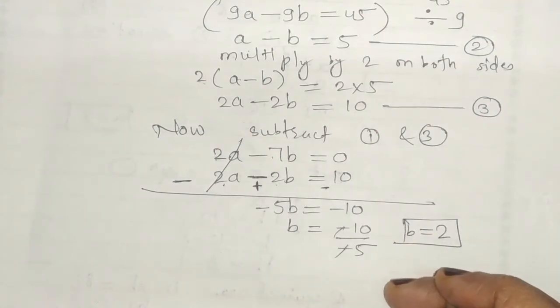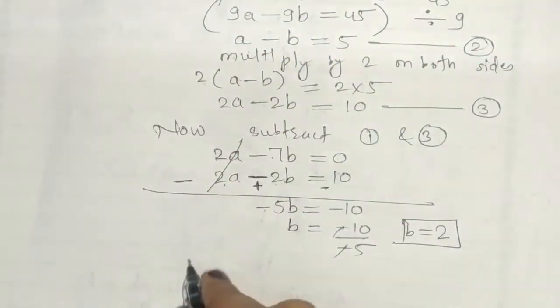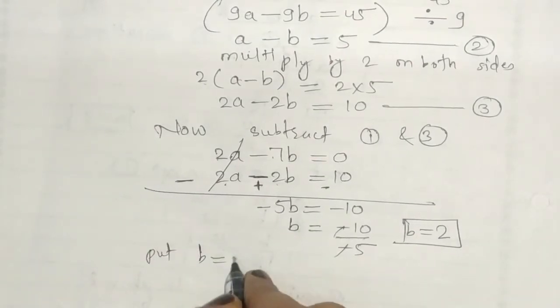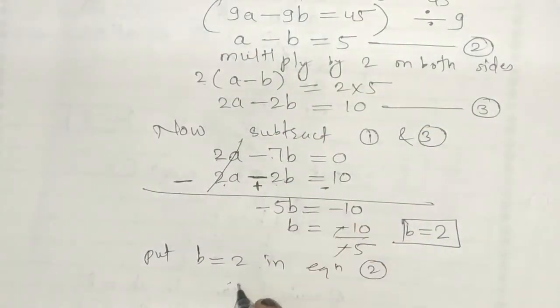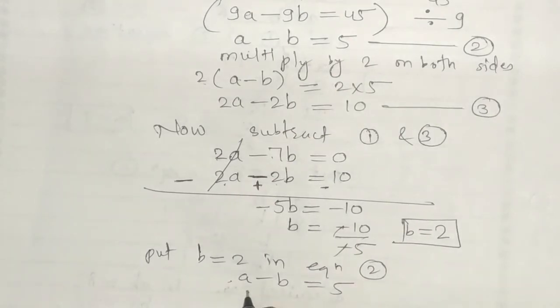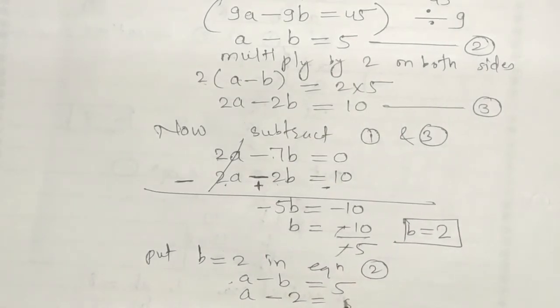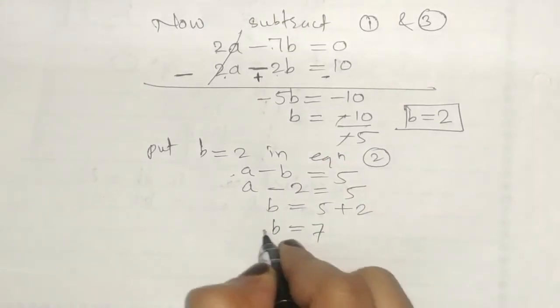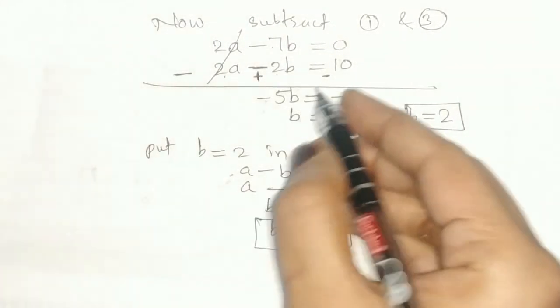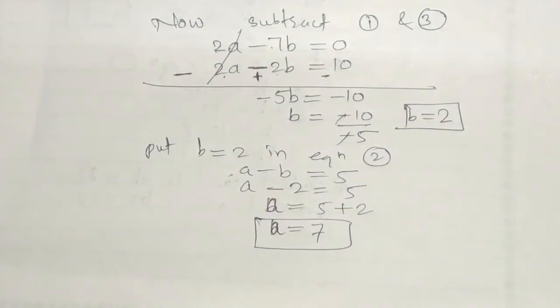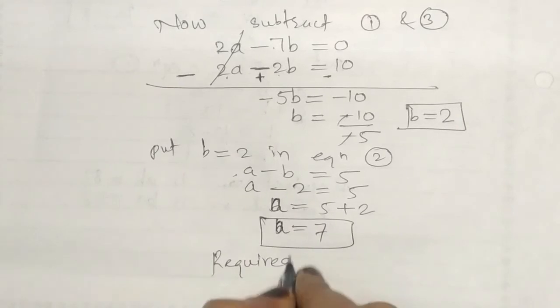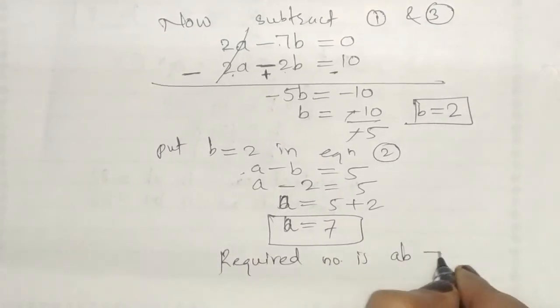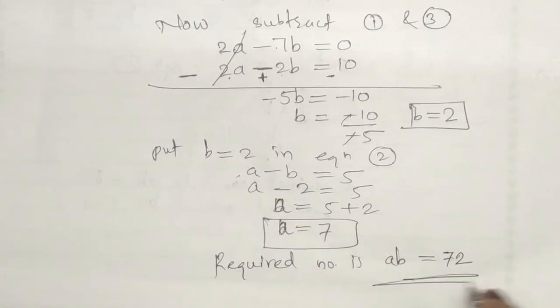Now we want A's value. So B's value we will put in equation 2. Put B is equal to 2 in equation number 2. A minus B is equal to 5. A minus 2 is equal to 5. So A is equal to 5 plus 2. We got A is 7. So the required number is AB. A is 7 and this B is 2. 72 is the required number.